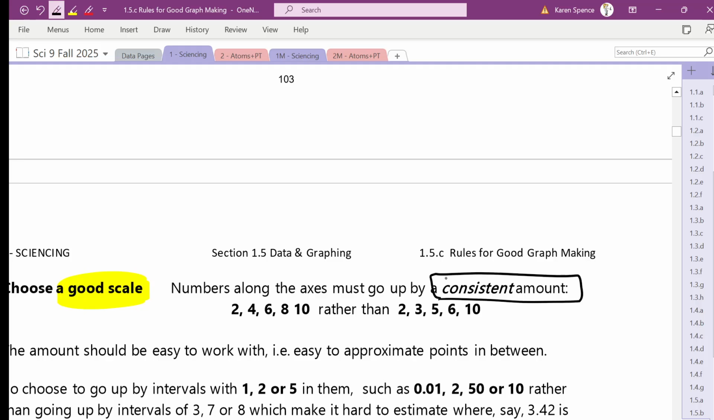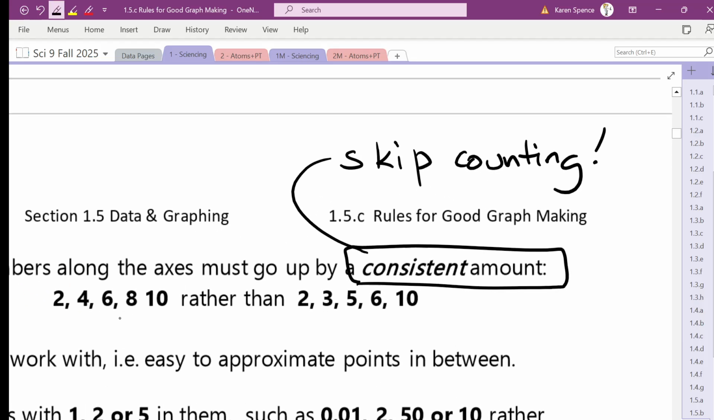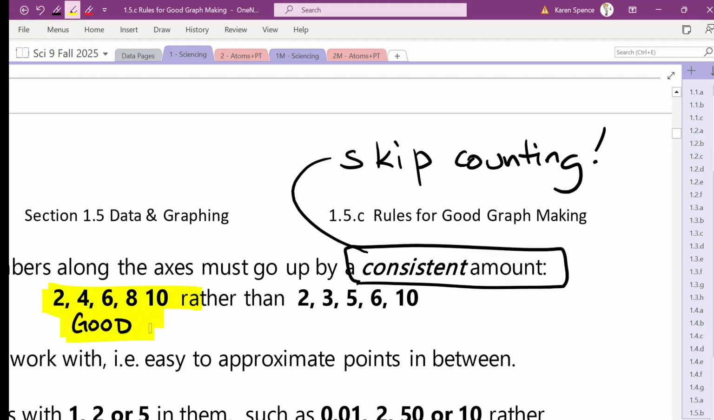So a consistent amount, skip counting. Okay, so 2, 4, 6, 8, 10 would be good. 2, 3, 5, 6, 10 would be bad. So this one's good. This one is bad. Oops, I erased by mistake.